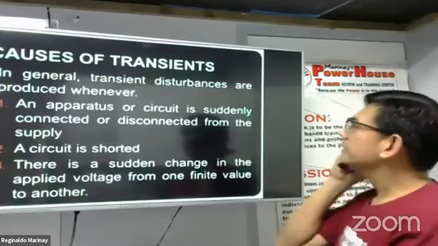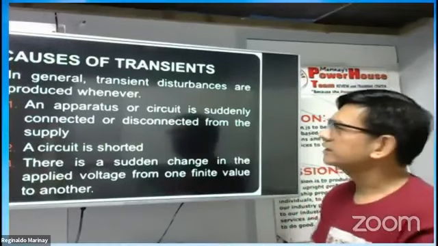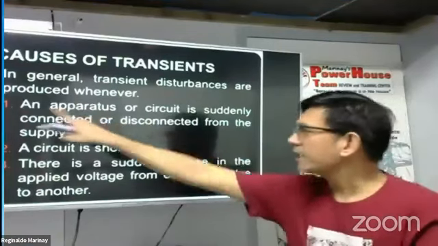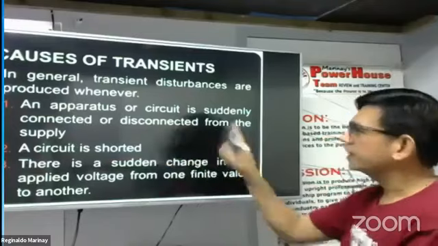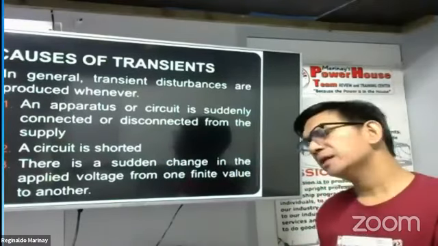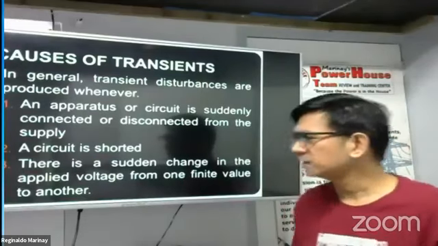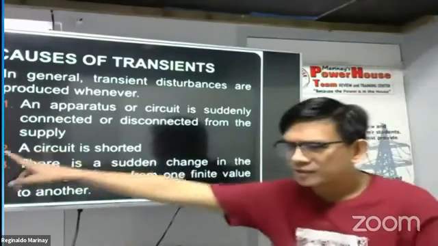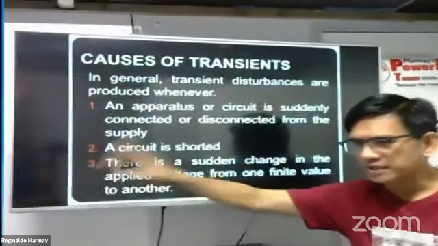So, in general, transient disturbances are produced whenever, okay, what causes transient? Number one, an apparatus or circuit is suddenly connected or disconnected from the line, especially in a large-scale system, commercial, industrial building. Please show number 2 and number 3 in our PowerPoint.